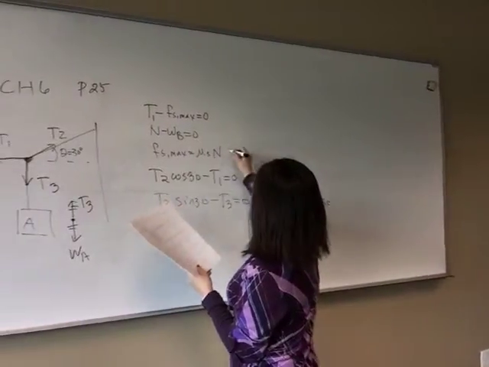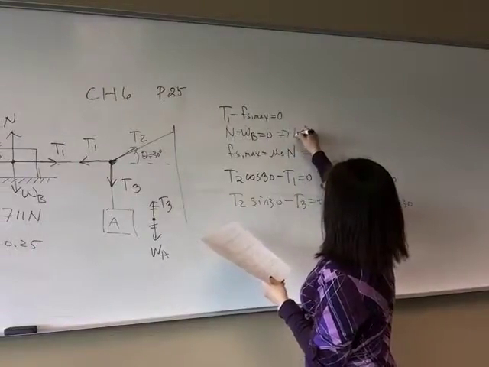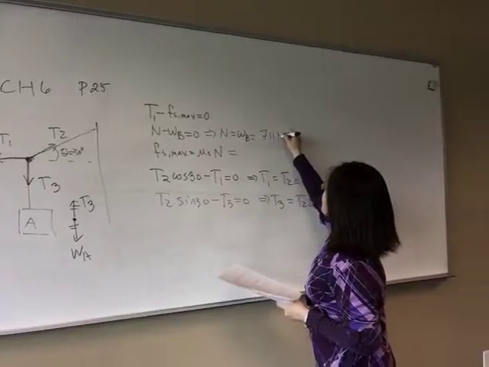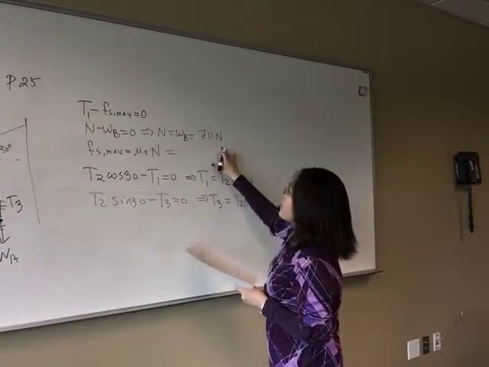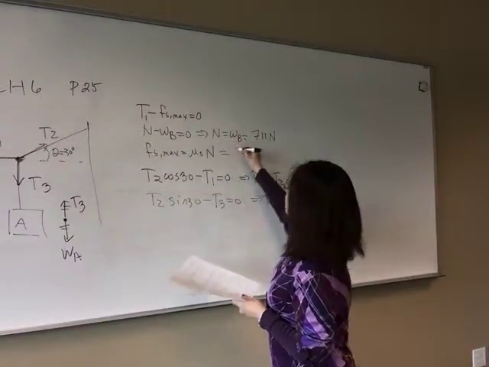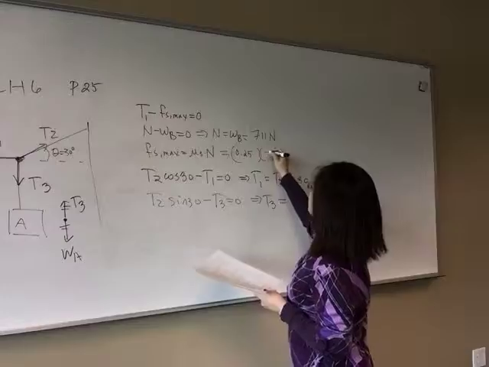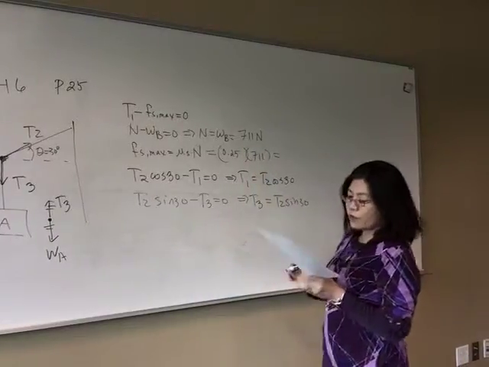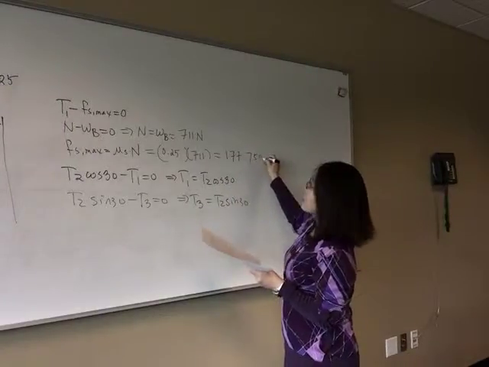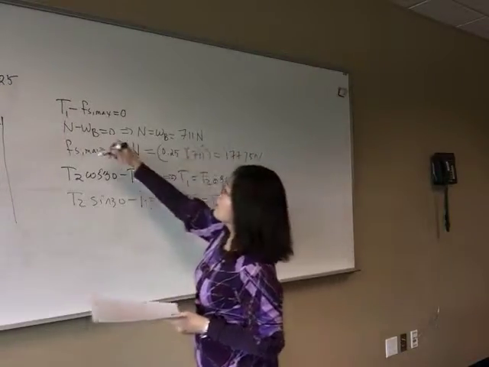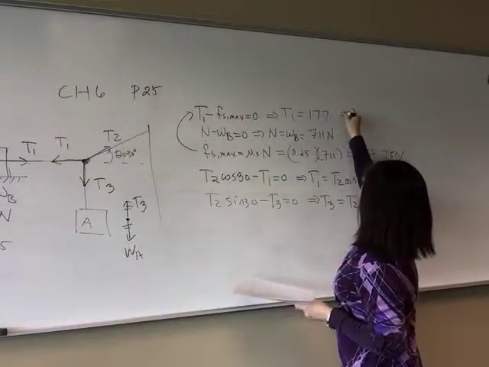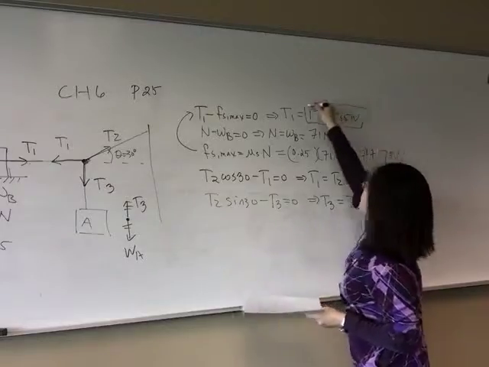So how do we find that? The normal force is WB, and your WB is 711 Newton. Once we have that, we can find out the maximum static friction. So the maximum static friction is mu S, that's 0.25, times 711. So the maximum static friction, we should get 177.75 Newton. And once you have your maximum static friction, based on this, we know that your T1 has a magnitude of this. So that's your T1 magnitude.